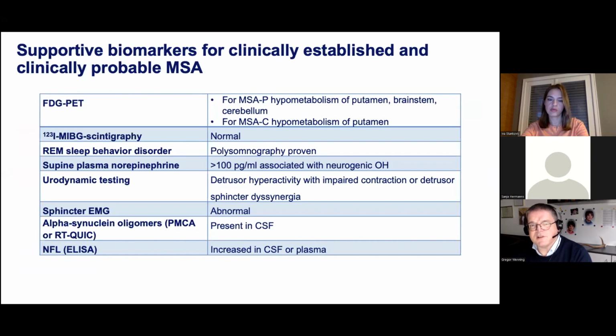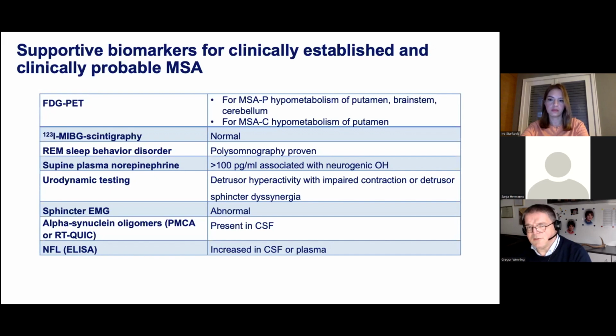MIBG scintigraphy is usually normal, but not always. Up to 30% of MSA patients can have a denervation pattern. RBD needs to be PSG proven. It's pretty closely or tightly associated with MSA, but obviously it's more likely, just because of the prevalence difference, to develop into Parkinson's disease rather than MSA. Supine plasma norepinephrine levels greater than 100 picogram per milliliter associated with neurogenic OH suggest MSA rather than Lewy body disease.